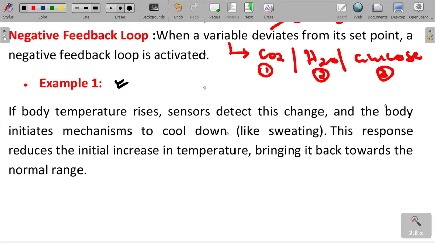If body temperature rises, sensors detect this change and the body initiates mechanisms to cool down that temperature rise. So what mechanisms can be there? We are giving an example, e.g., sweating. This response reduces the initial increase in temperature, bringing it back towards the normal. So I'm sure you know that the body initiates mechanisms to cool down. We are quite aware of these. For example, sweating can be one of them.